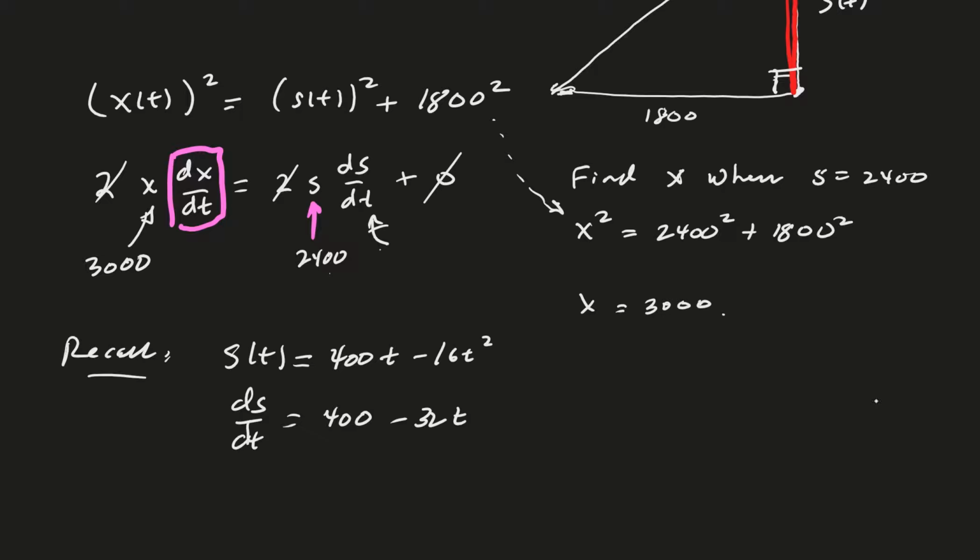Now I'm in a quandary, right? Because I need a constant here for my ds over dt. It should not be a function of t when I solve up here for my equation. So what am I going to do? Well, we need t, right? Which t do I need? I need the time at which something is known here, 2400. I need t for which s equals 2400.